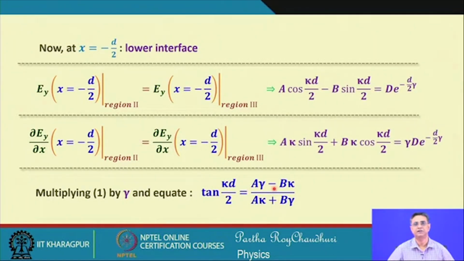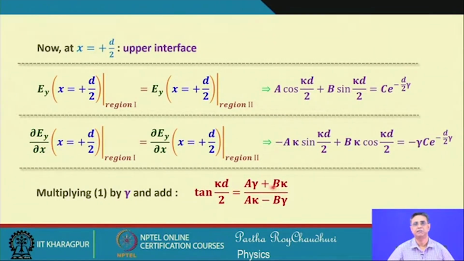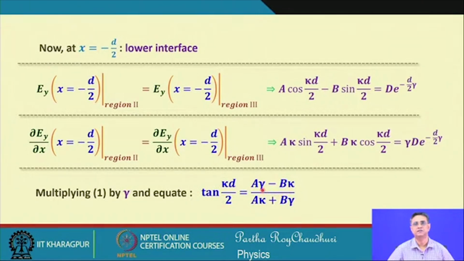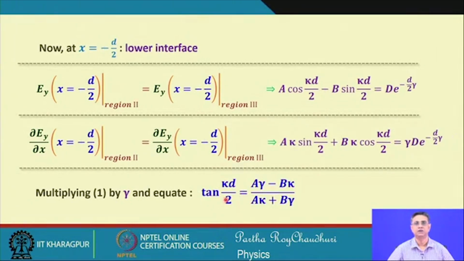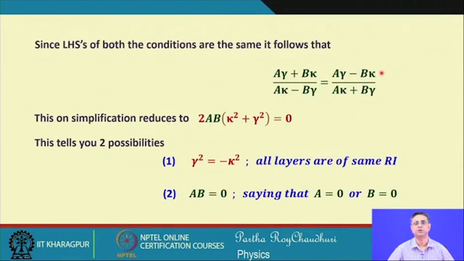So, there is a slight difference between this a gamma plus b kappa, whereas in this case a gamma minus b kappa, and in the denominator you have plus, whereas in the earlier case it was minus, but both of them will represent tan kappa d by 2. So, therefore, these two must be equal to represent the same waveguide, same parameter, same structure. This eigenvalue equation must be holding good.